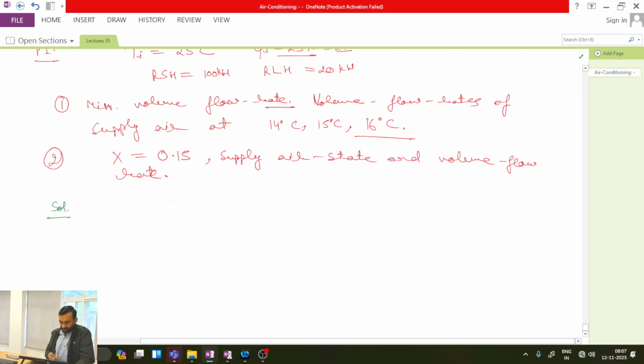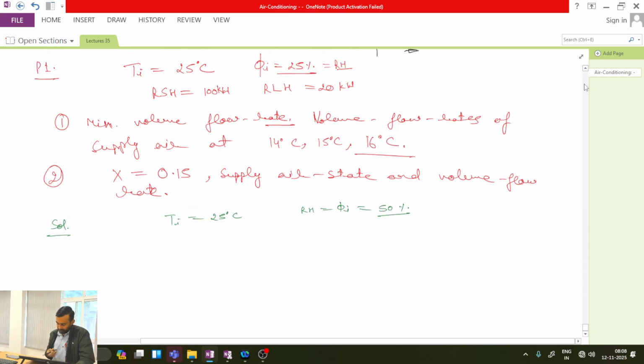In the initial condition, what is given? Ti is given as 25 degrees Celsius and RH, which I am calling phi I, is given as 50%. Let me check actually. I think it's 50%.